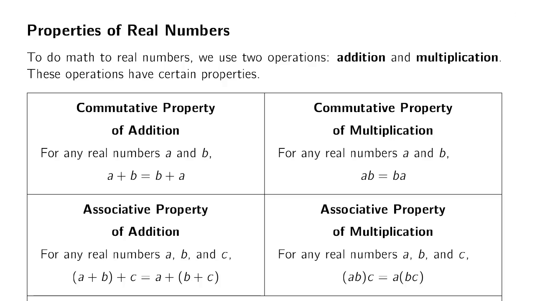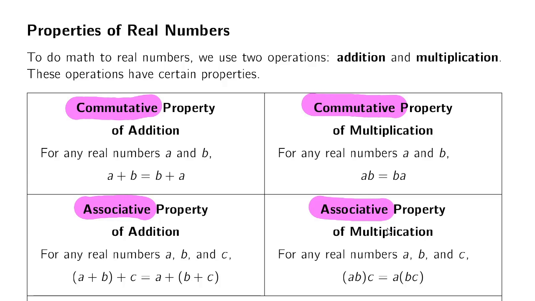Addition and multiplication are both commutative, which means that if we're adding any two numbers, we can switch the order. If we're multiplying any two numbers, we can switch the order. They're also both associative. If we're adding up three numbers, or we're multiplying out three numbers, we can group them however we like.